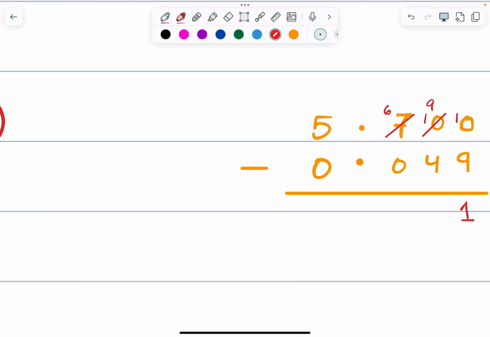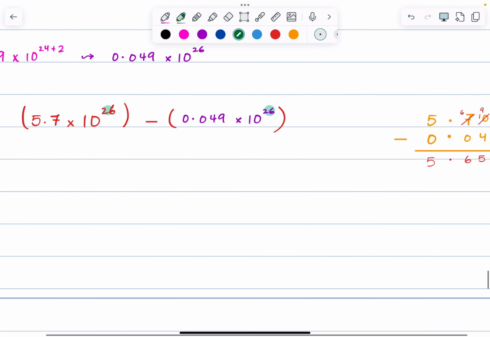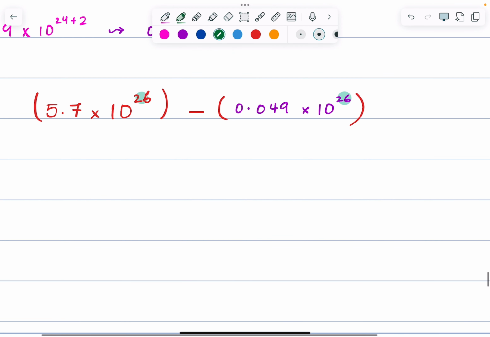9 minus 4 is 5. 6 minus 0 is 6. Decimal underneath the decimal, aur yahan bhi underneath the decimal. Theek hai? And 5 minus 0 is 5. So the answer should be, and this is in standard form, so the answer will be 5.651 times 10 to the power of 26, and that is your final answer.